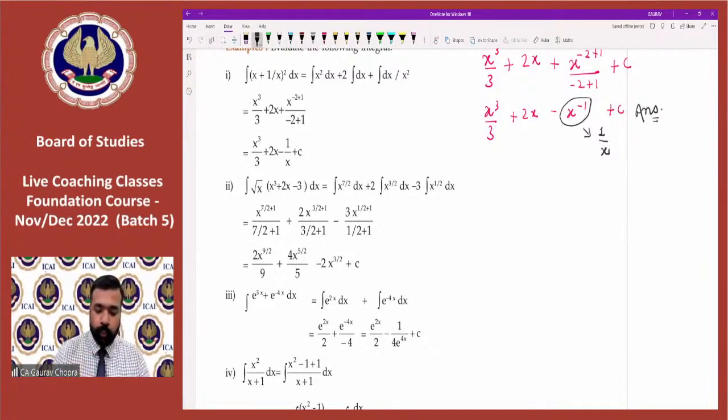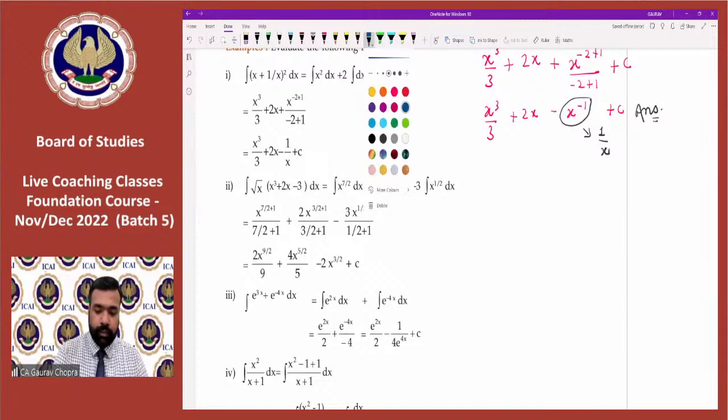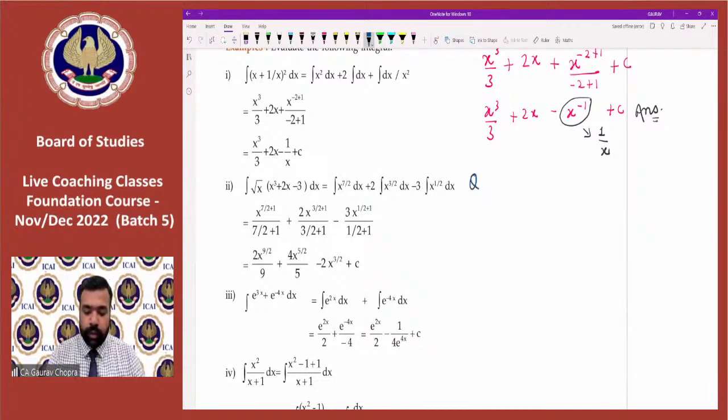Okay. So now let's try the next one. This time we are having a different variety of question. Question says integration of root x times (x cube plus 2x minus 3) dx. This is given. Now these are two different functions getting multiplied. If we are able to multiply them, then it is always better to multiply.